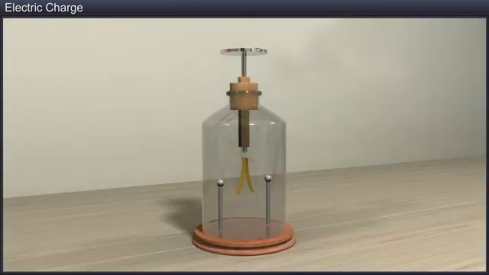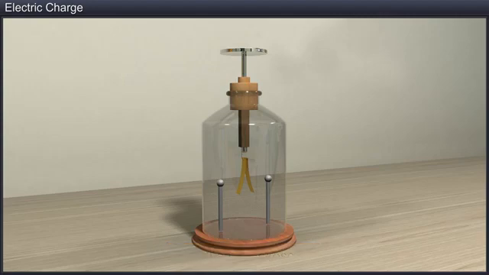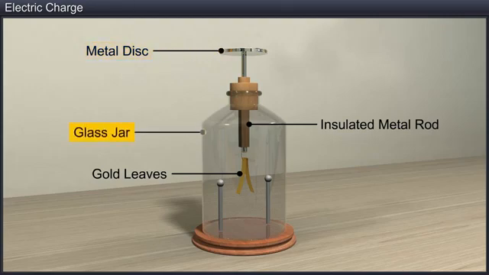To know whether a body has been charged, we use an instrument called a gold leaf electroscope. It consists of an insulated metal rod with two gold leaves or foils at one end and a metal disc at the other end. This setup is enclosed in a glass jar with the help of a tight cork with the disc placed out of the jar.